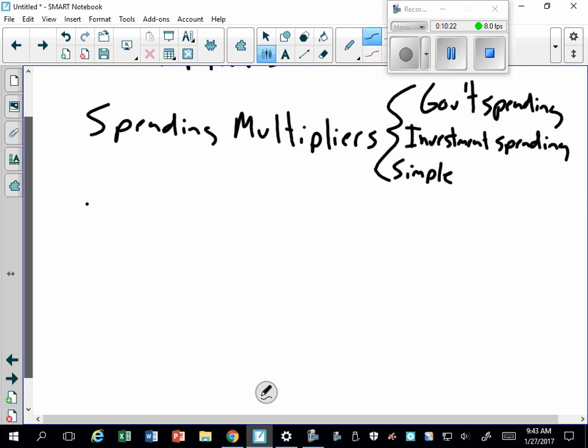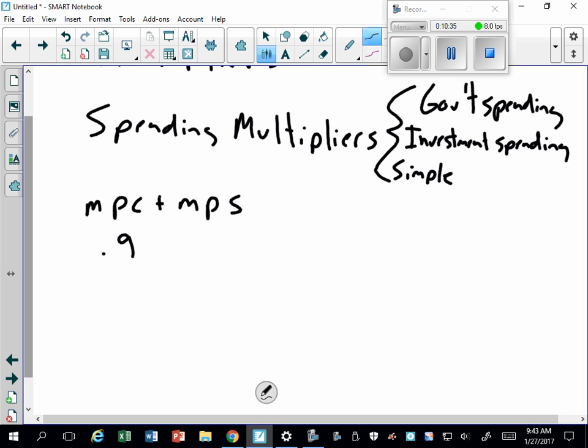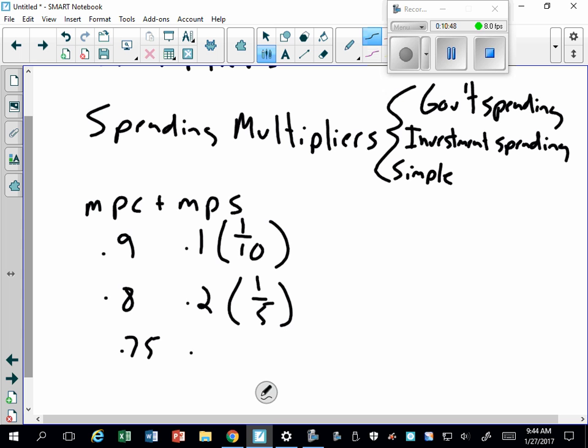Well, remember before I said the MPC and the MPS equals 1. So you're going to find all of these by thinking in terms of a fraction. So if MPC is 0.9, that means the MPS is going to be 0.1 or 1/10. If this is 0.8, we just went over this, this is 0.2, that's 1/5. If it's 0.75, this is 0.25 or 1/4. We'll stop there just so I don't have to scroll down. We kind of get the point.